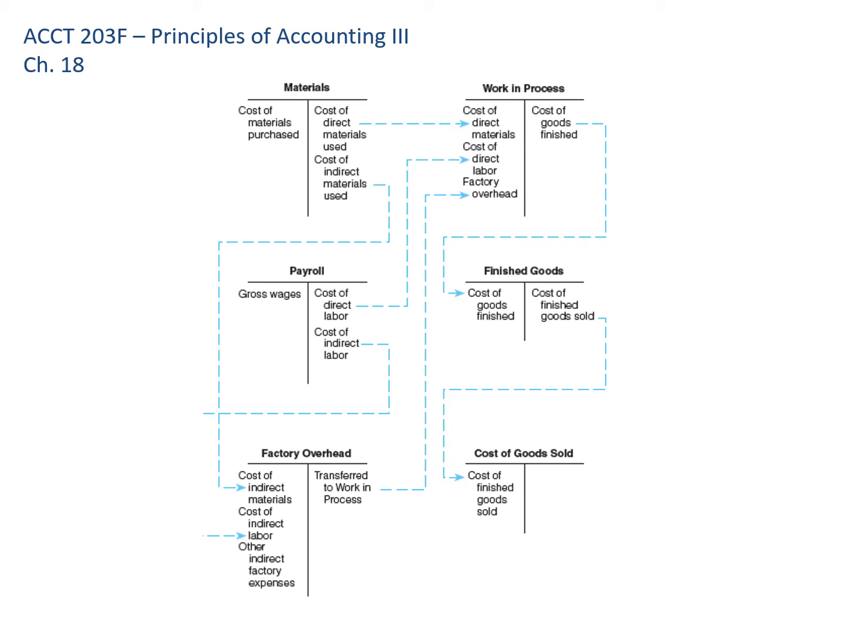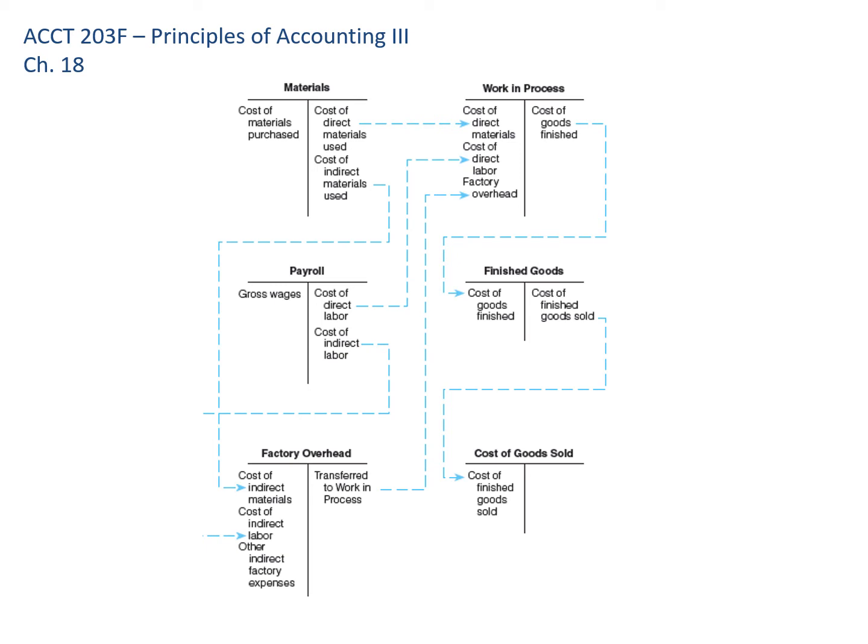Now also shown here are some indirect materials like maybe glue and sandpaper and things like that that we can't measure directly. As I pull those out of my materials warehouse, I put them in factory overhead, where later we'll transfer them to the factory.